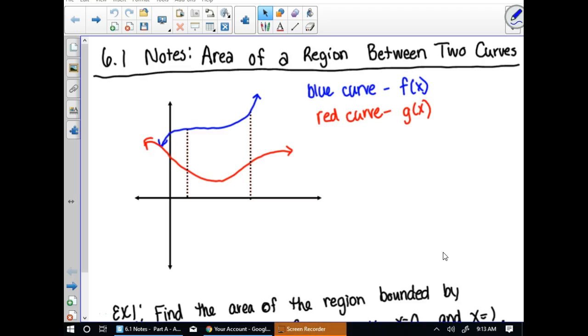Okay, so in section 6.1, we're going to be looking at the area of a region between two curves. And I think it kind of makes sense what we'll be doing here. So if I have these two curves here, and my blue curve is f of x, and my red curve is g of x, so we're just looking at a very general expression here that we don't really know the equations of right now. And let's call this point right here A, and let's call this B.